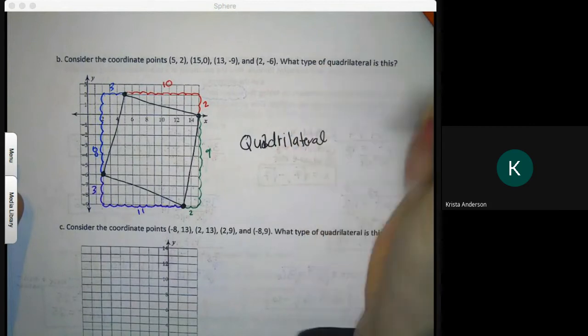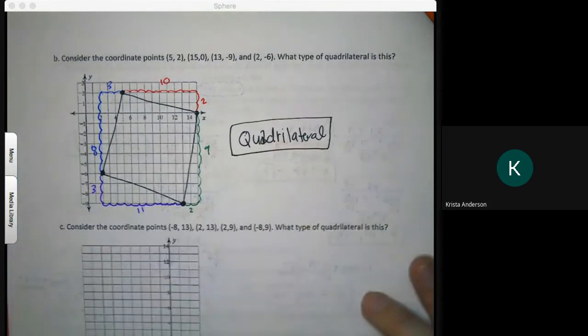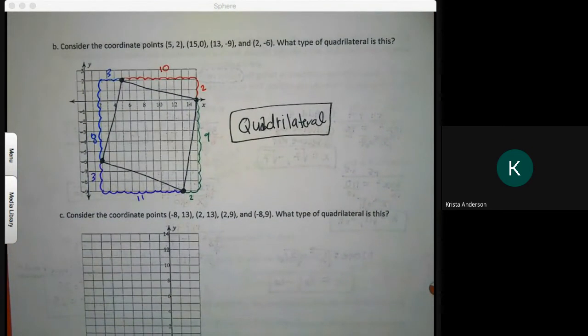Hey, you didn't get the last one. Parallelogram. Quadrilateral. Sorry about the A, it looks a little weird.